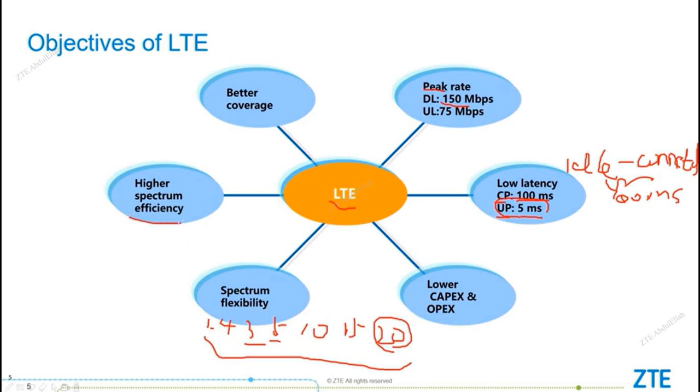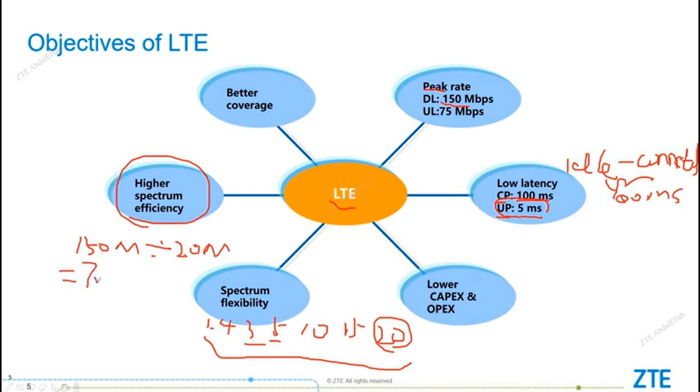The next is higher spectrum efficiency. So what is spectrum efficiency? This means we take your maximal data rate and divide it by your bandwidth. The result is spectrum efficiency. For example, in LTE, the maximal data rate is 100 Mbps, right? And we divide by your bandwidth of 20 megahertz, right? So what is this result?